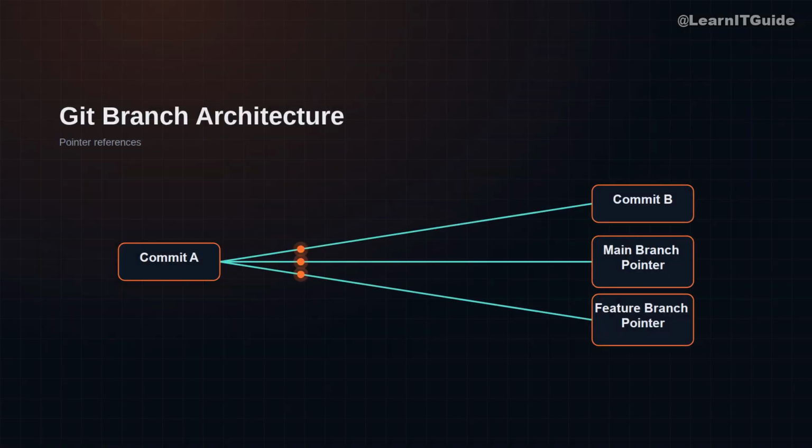How does Git manage this? Internally, Git stores everything as a graph of commits. A branch is just a tiny text file containing the hash of the latest commit. When you move between branches, Git simply updates your working directory to match the commit the pointer is referencing. It is fast and it is efficient.